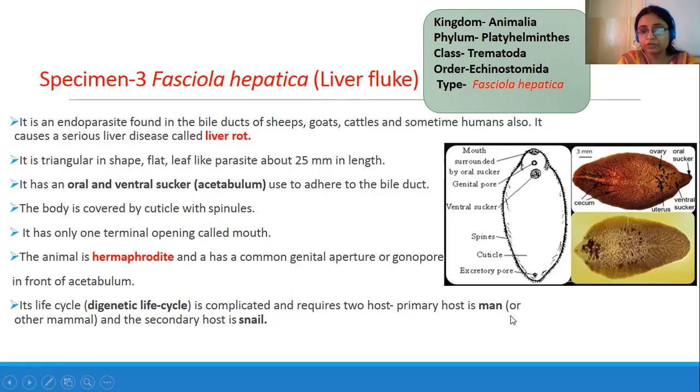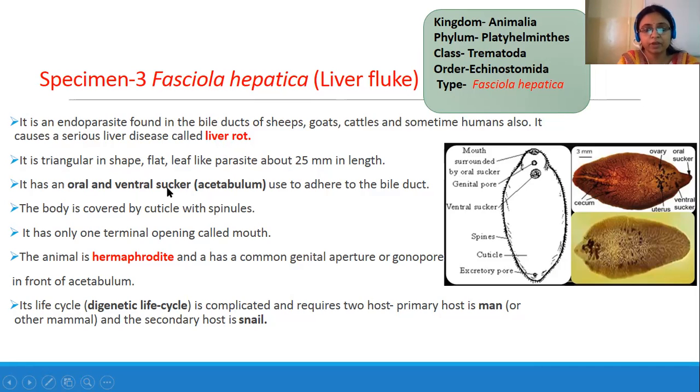This liver fluke is an endoparasite. Endoparasite means it lives inside the body of some host. In this case, the host is sheep. It can be goat, it can be cattle like cow and buffalo, and it can be human also. It lives inside the bile ducts of the liver of all these animals, including human, where it causes a severe liver disease in these hosts. This disease is called liver rot.